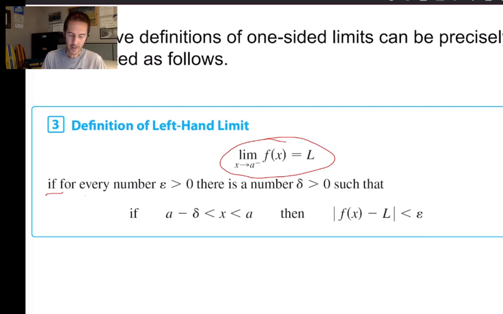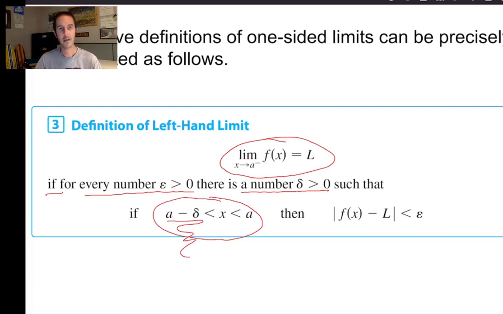for every number epsilon greater than 0, and remember that epsilon used to be a plus or minus in the y direction, and as a left-handed limit, epsilon is still going to be a plus or minus because we still want the limit to be approaching a particular y value. However, for every number epsilon greater than 0, we'll need to be able to find a number delta that's greater than 0 so that our x values are approaching from the left.